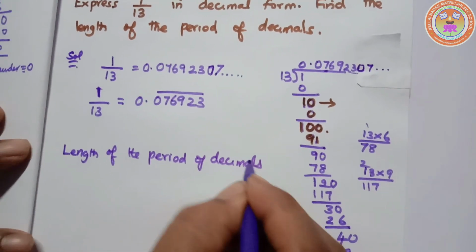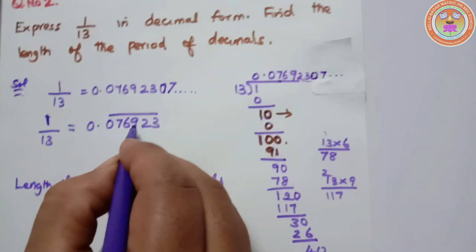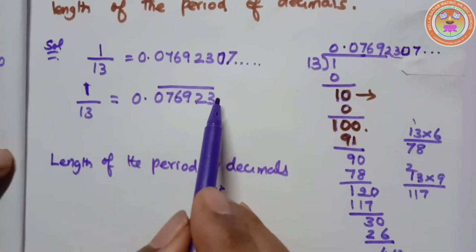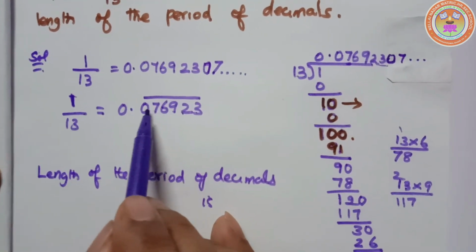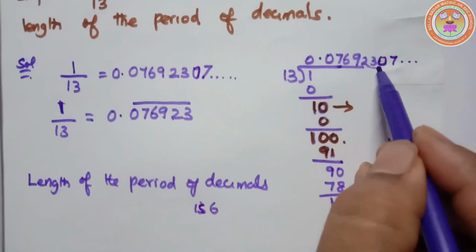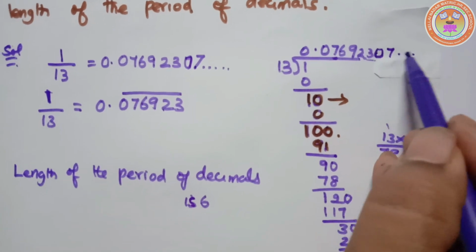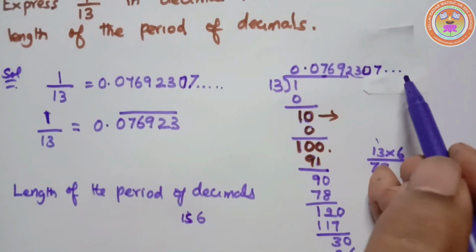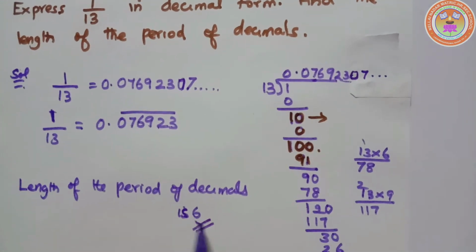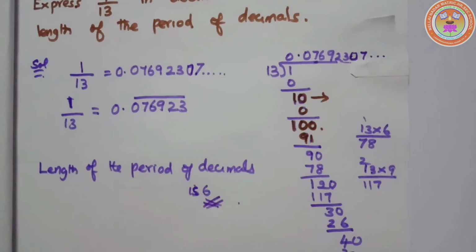So then the length of the period of the decimal is what? 1, 2, 3, 4, 5, 6. Again I'll tell you, children. 1, 2, 3, 4, 5, 6. After 6 only, it's repeating. Again it will come 0, 7, 6, 9, 2, 3. Like that it goes. So the answer is 6. It's clear, children. Then we can go to the third sum.